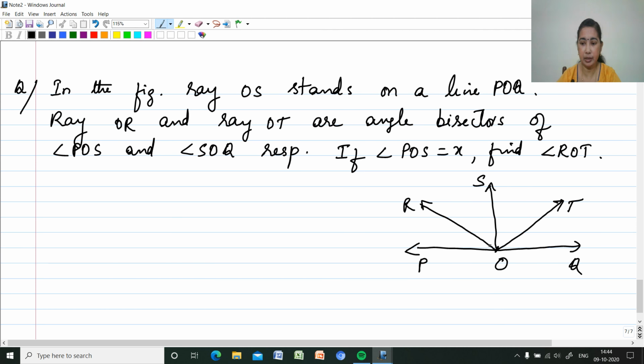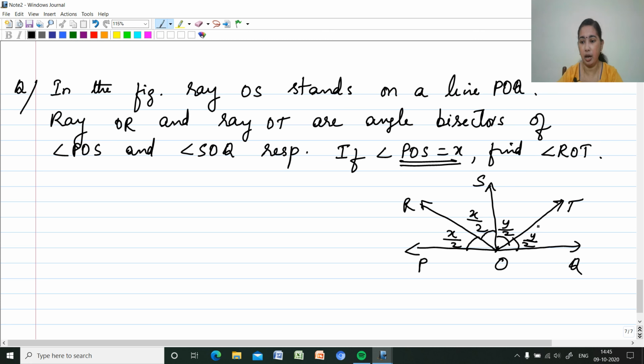So OR is the angle bisector, means these two angles are same. If this is x, this also is x. And also OT is the angle bisector of SOQ, means if this angle is y, this angle also is y. If angle POS means this complete angle is given as x, so we should not take this as x. It is given that angle POS, this complete angle, is x. So each angle will be x by 2, because it is already given here POS is equal to x. Same way these two angles are same, so let us take it as y by 2.